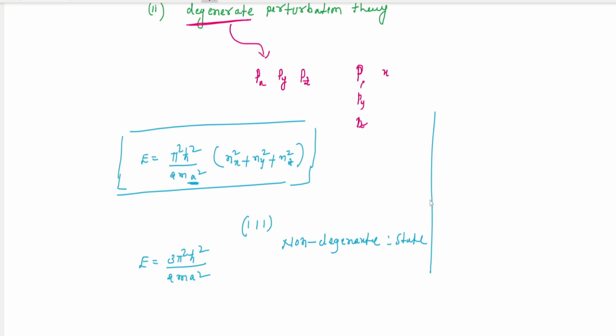In case of another state, other than 1, 1, 1, we can write here 1, 1, 2, 1, 2, 1, and 2, 1, 1. Okay. So these are the three possibilities of the next state. So if you try to use nx, ny, nz as 4, 5, 6, right?